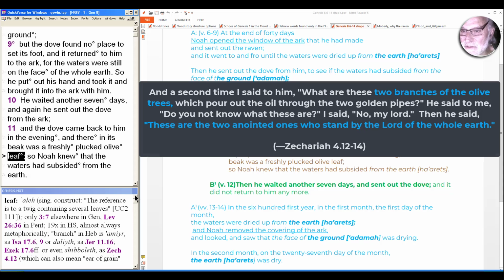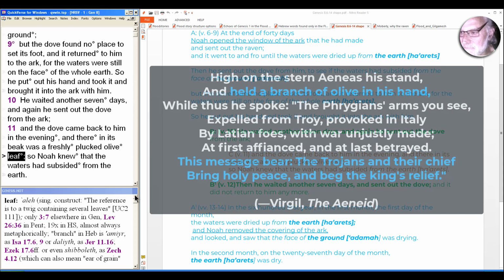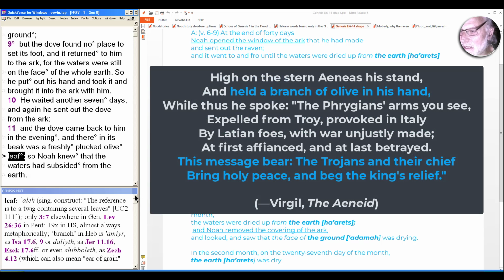The olive branch as a symbol of peace comes from the Aeneid. From Virgil: High on the stern Aeneas his stand, and held a branch of olive in his hand. While thus he spoke, the Phrygians' arms you see, expelled from Troy, provoked in Italy by Latian foes with war unjustly made, at first affianced and at last betrayed, this message bear the Trojans and their chief, bring holy peace and beg the king's relief.